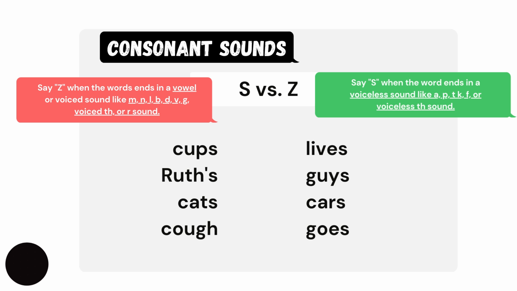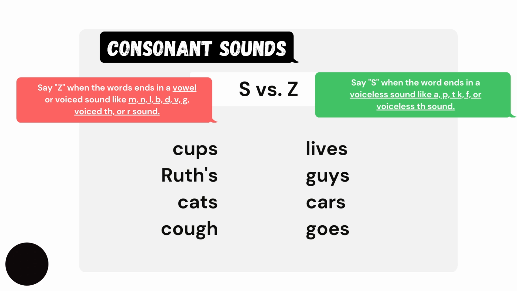Now let's move on to letter Z. So when do we pronounce a word ending in Z? We say Z when the word ends in a vowel or voiced sound like M, N, L, B, D, V, G, voiced TH or R sound. Ito na yung sinasabi kong voiced TH, yung the, and so on. And we have the voiced sounds like M, N, L, B, D, V, J, and so on.